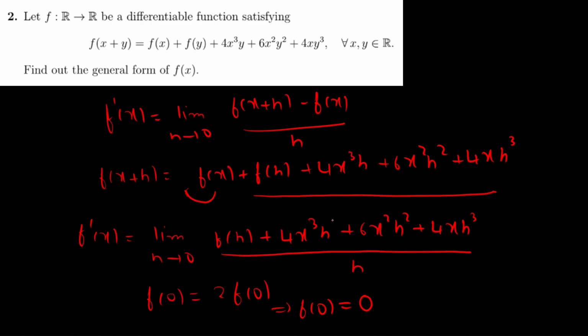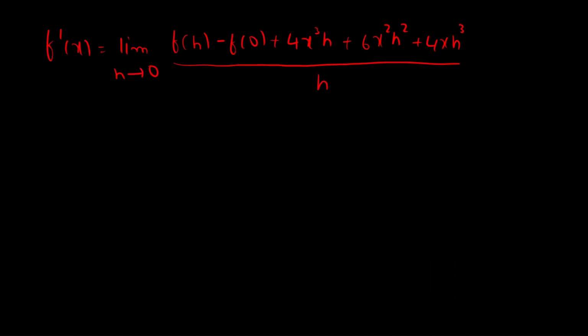Now let me write this equation in the next slide. I have just written the equation that we have written in the previous slide. What I have done is a slight change. I subtracted an f of 0. Since the value of f of 0 is equal to 0, I don't need to add plus f of 0. I can leave it in this form.